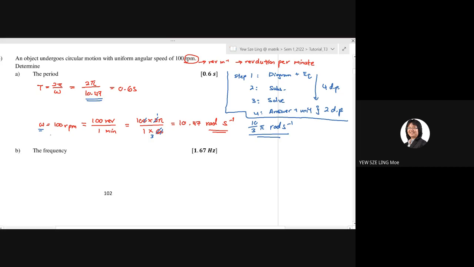Okay, you just make sure you have 3 significant figures in your final answer if you have a very, very large value. All right. So this is how you solve question number 3A.